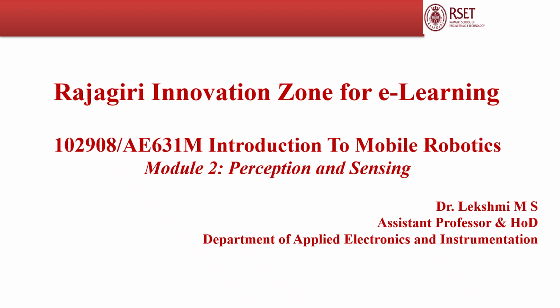Welcome to Module 2 of the course Introduction to Mobile Robotics. In this module, we will study perception in mobile robots, which is the ability of a robot to sense and understand its environment. We will discuss the role of sensors, sensing principles, signal conditioning, sensor interfacing, and calibration. These concepts form the foundation for robot navigation, obstacle detection, and intelligent decision making.